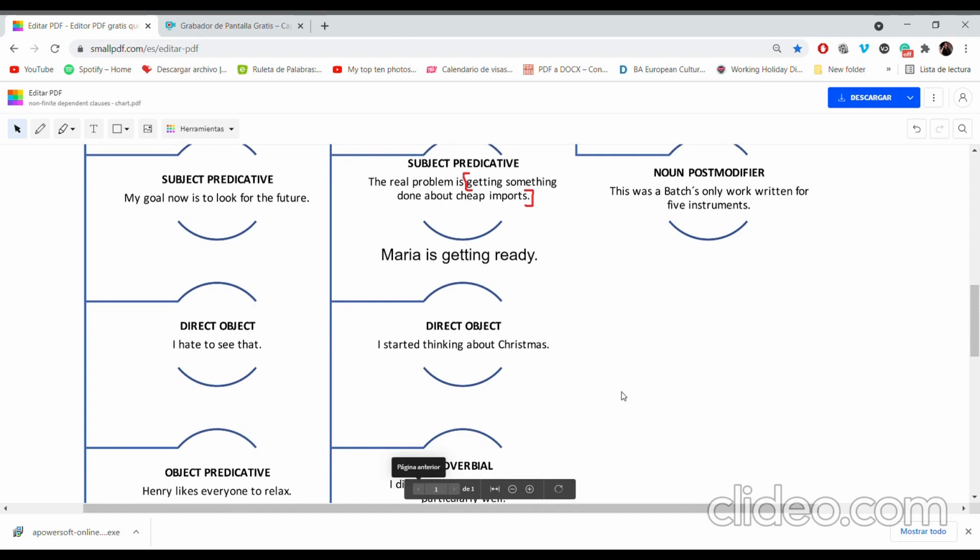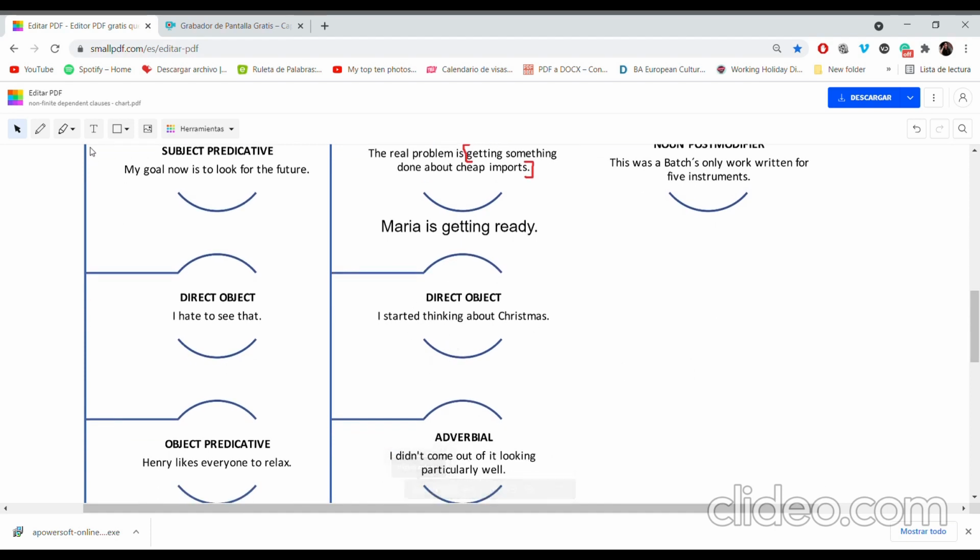The following syntactic role is the one of the direct object. Remember, we always will find a direct object every time we have a transitive verb in our clause. In this case, remember, we mark the dependent clause from the ing form onwards. And what we find here is a transitive verb, right? Started what? Thinking about Christmas. Remember that direct objects always answer the question what or who from the clause.